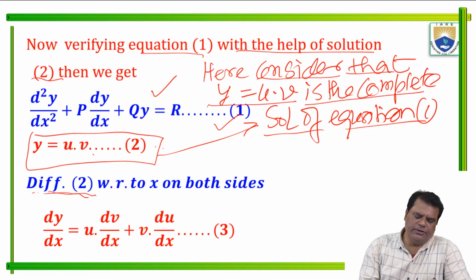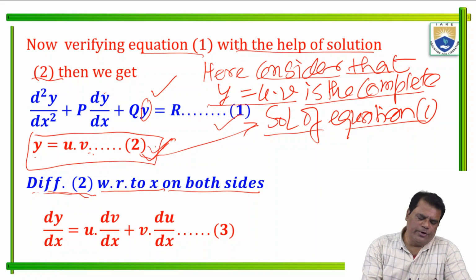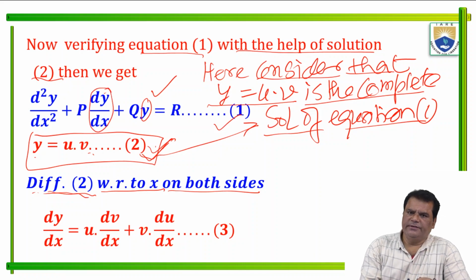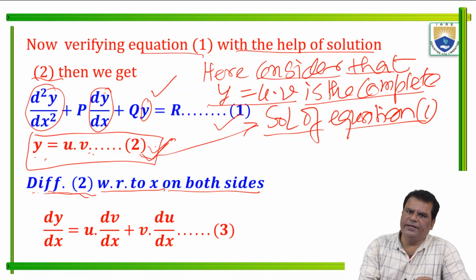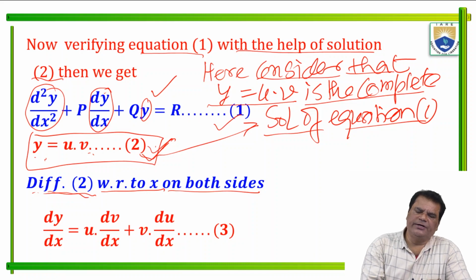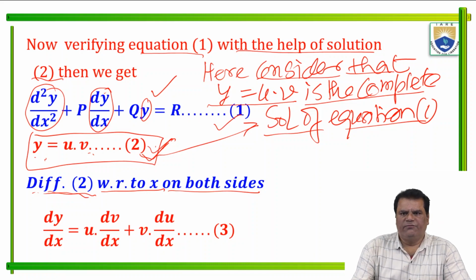Now differentiating 2 with respect to x on both sides. We want to verify equation 1 by this solution. So if this is the value of y in equation 2, we put it in here. Again we put the value of dy dx, from differentiating equation 2 the first time, and the value of d2y over dx2, from differentiating equation 2 again. Then that verifies equation 1.